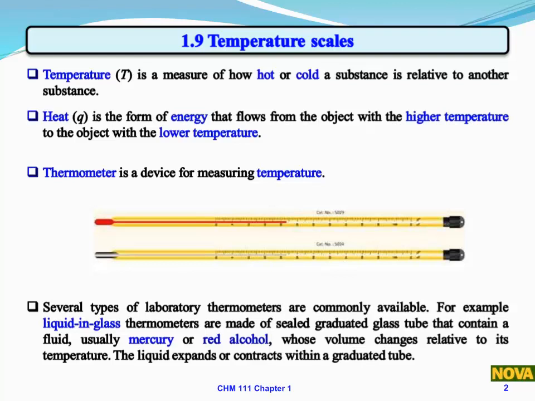Several types of laboratory thermometers are commonly available. For example, liquid and glass thermometers are made of a sealed graduated glass tube that contains a fluid, usually mercury or red alcohol, whose volume changes relative to its temperature. The liquid expands or contracts within a graduated tube.